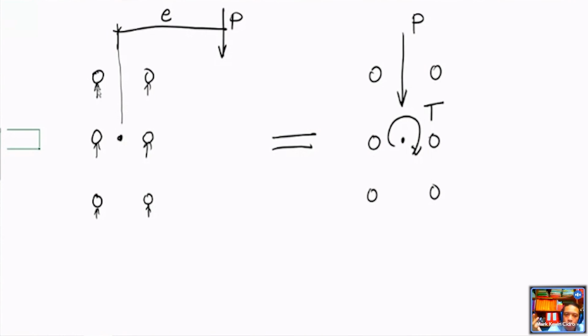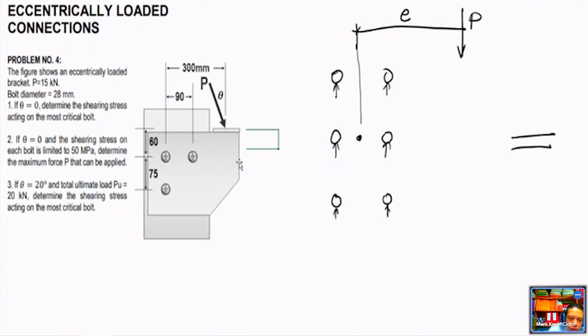Kaya ano kung may eccentricity? May nga ni eccentricity, nakakamay-ada hiyahin torque. Okay, so nakakamay-ada hiyahin torque, adto nga torque will in turn cause shearing stress sa mga bolts. Okay, because of this torque. Okay? This torque right here is equal to P times e. So duduha. Ano ibig sabihin nito?